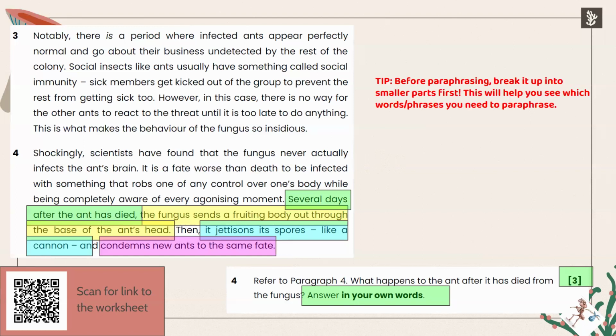So this is also where we get a bit of summary paraphrasing tips, I will say, because section C is compre and your summary anyway. Again, my tip for you is before you start paraphrasing, try to break it up into smaller parts first. This is going to help you also decide which words or phrases you should paraphrase, which words or phrases you don't need to paraphrase. For example, if you take a look at the first one, the fungus sends a fruiting body out through the base of the ant's head. Notice when I break it up into parts like this, there are some words I don't need to paraphrase, right? Do I need to paraphrase the word fungus?